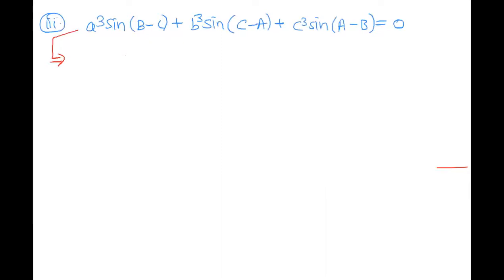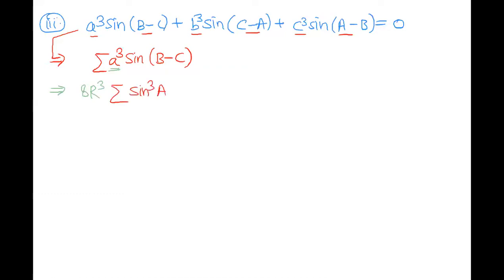So in this question, a cube times sine of b minus c, b cube times sine of c minus a, c cube times sine of a minus b. So what I can write, the summation, here we can write as a cube and this is sine of b minus c. Like this I can write. That implies a, this a is 2R sine A, clear? And 2R cube is what? 8R cube. This multiplies with sine cube A multiplied with sine of b minus c.